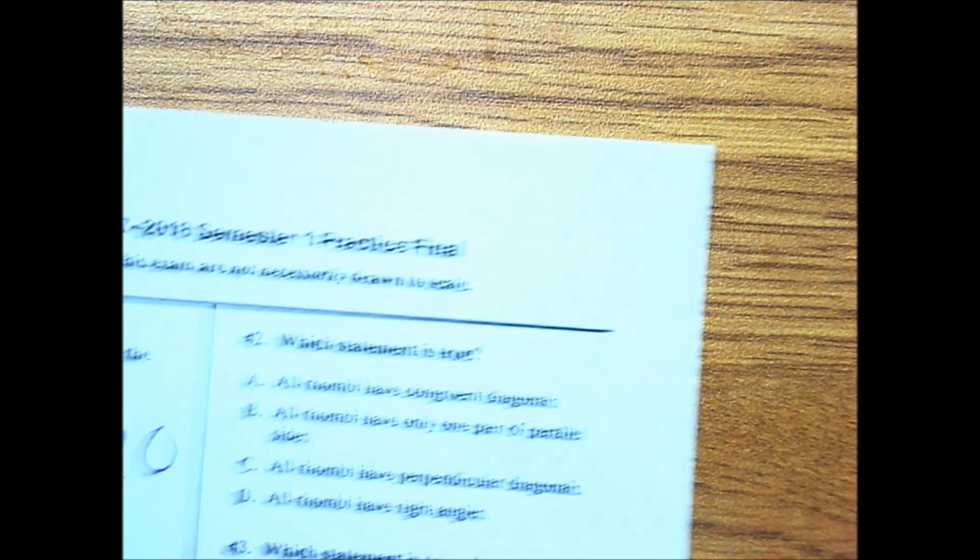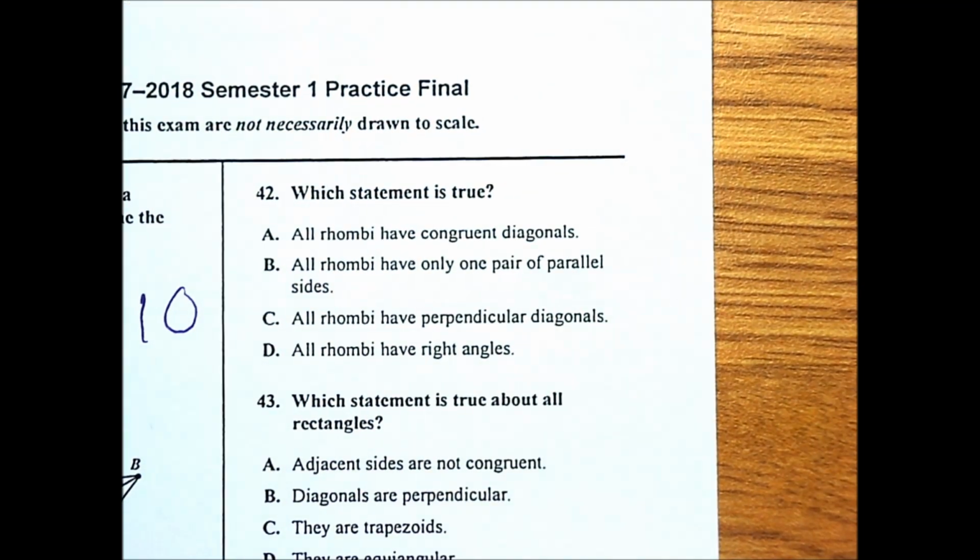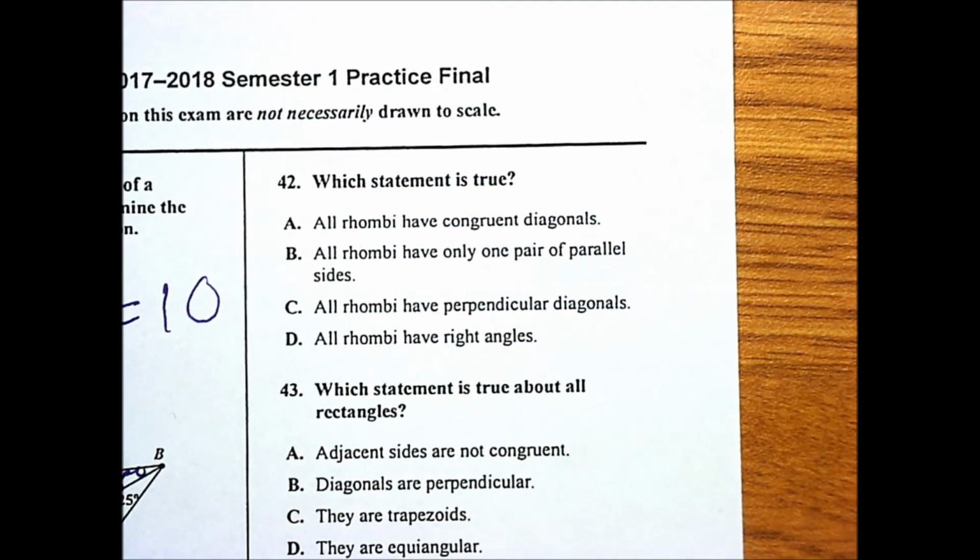Alright, question 42. Which statement is true? This is corresponding to the statements about parallelograms. In this case, it's all about rhombi. However, on the final exam, it may be about a parallelogram, a trapezoid, a square, a rectangle. So a rhombi, does it have congruent diagonals? No. From corner to corner is different lengths.